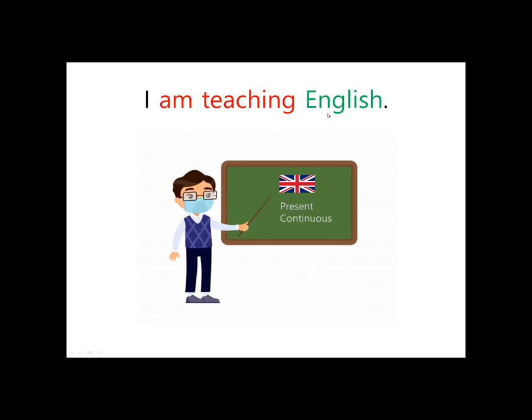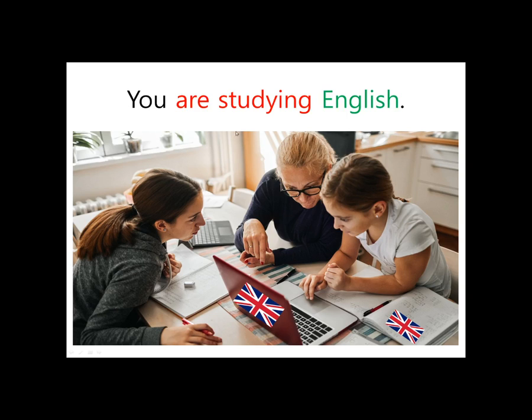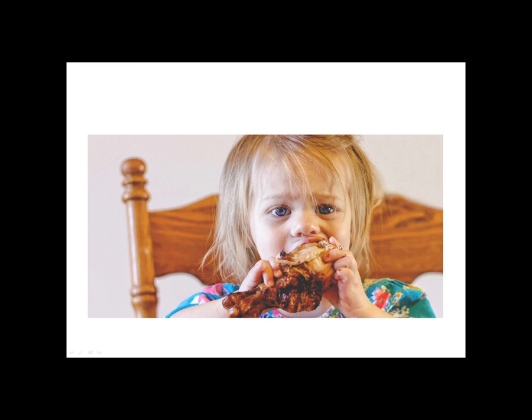I am teaching English. You are studying English. You are studying English. Okay, so it's a girl. We can say she. Be verb is, action, eating. And what is the noun? What is the thing she is eating? Yeah, chicken. So she is eating chicken. This is the object of the verb.